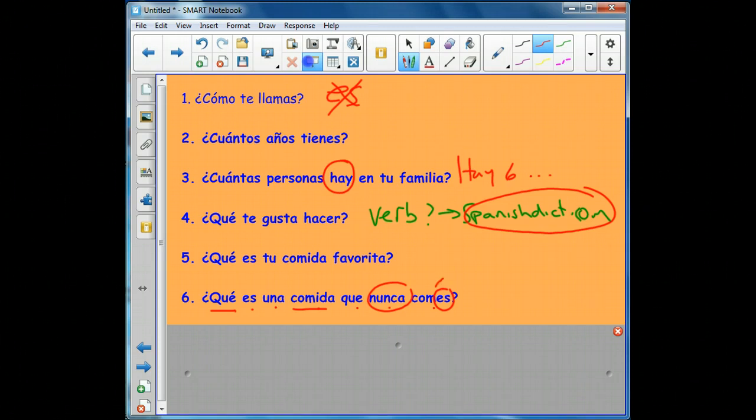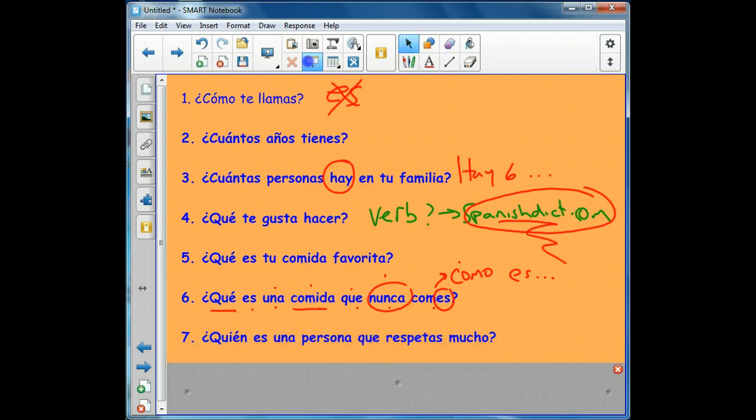So this verb needs to be changed to the yo form. What's the yo form of this verb? Good. Como, right? So we have to kind of reverse this around. Follow along with me. Una comida que nunca como es... And there's your answer. Again, you need to find a word. Look it up.